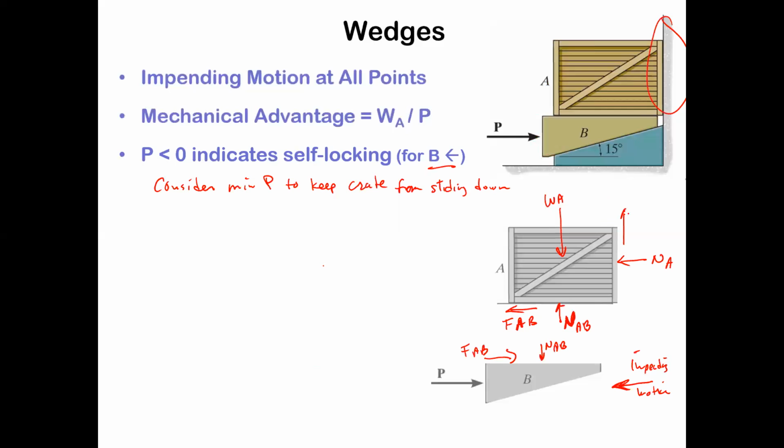Impending motion for A is sort of down, right? Impending motion for B is sort of out. And so again, the friction force is always in the opposite direction of impending motion.